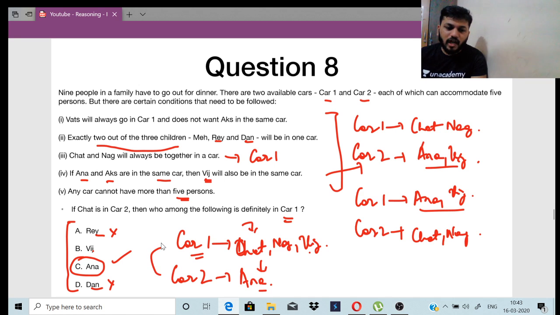So car should be reversed. Yes, car should be reversed. Car 2 and car 1, it should be like that. So this is car 2 and this is car 1. Clear? Okay, Shashank, I wrote the order of the cars reversed. It should be car 2 and car 1. But if Chat is in one car, then only Anna can be in another car. These three can be with Chat. Only Anna cannot be in that car. Clear now? This is car 2 and car 1.